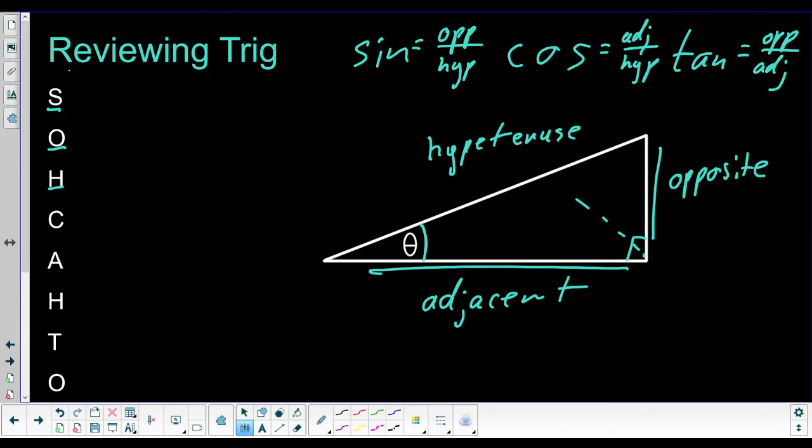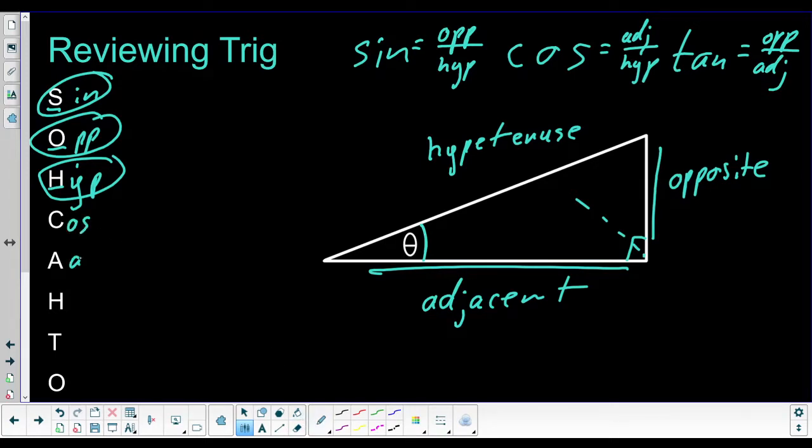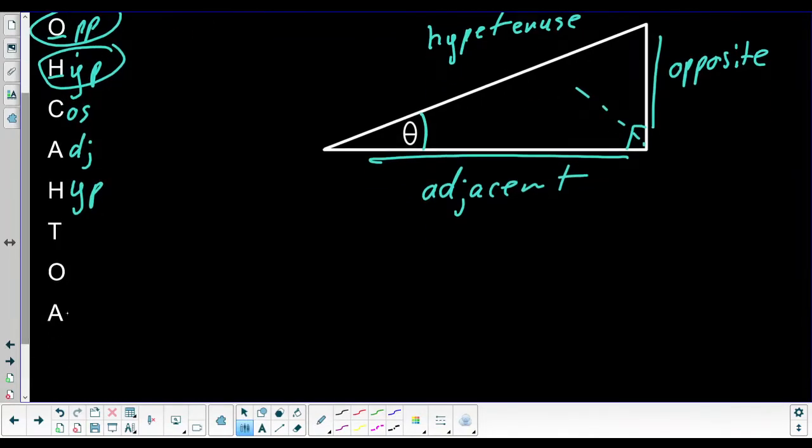All right. Now this SOHCAHTOA business helps us remember these three equations. SOH is sine, opposite, hypotenuse. It tells us the trig function, the numerator, and the denominator in that order for all of these. CAH is cosine, adjacent, hypotenuse. And the TOA part is tangent, opposite, adjacent.